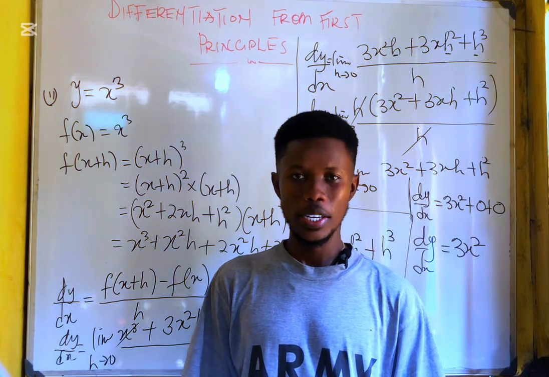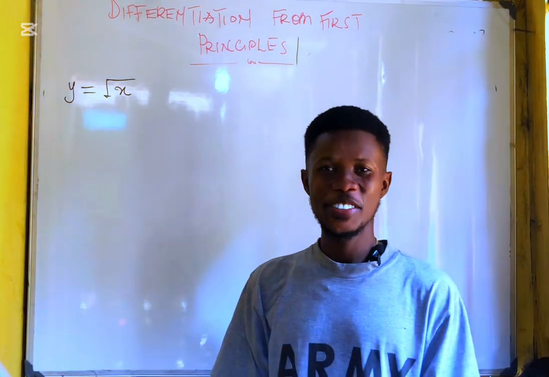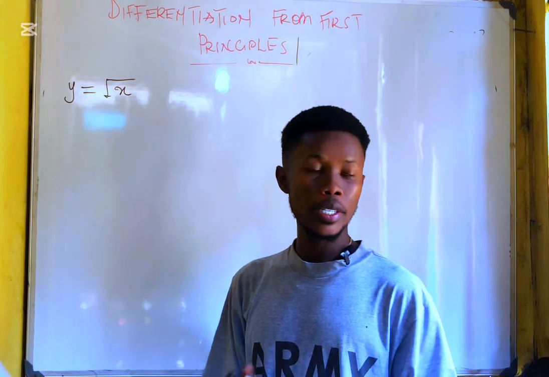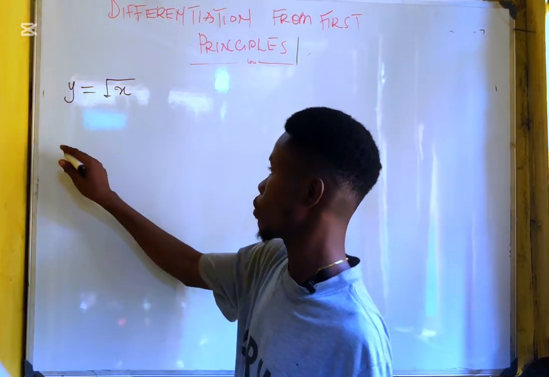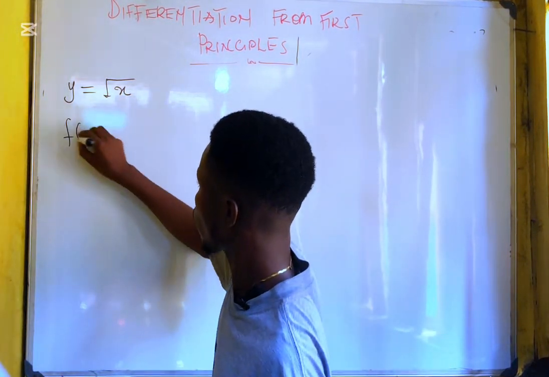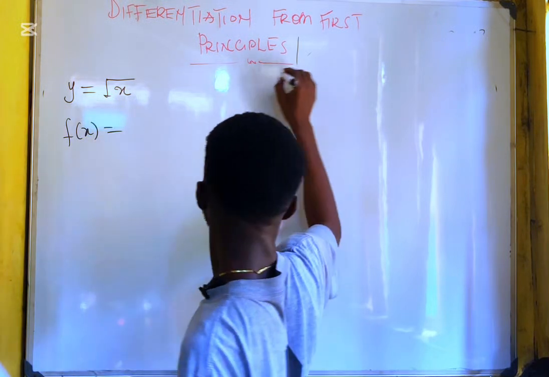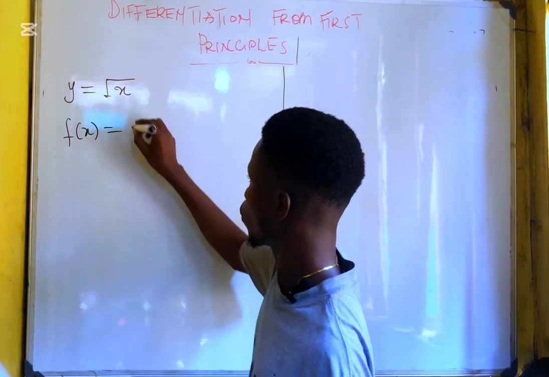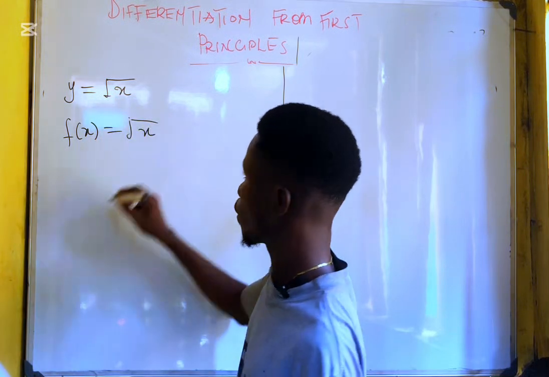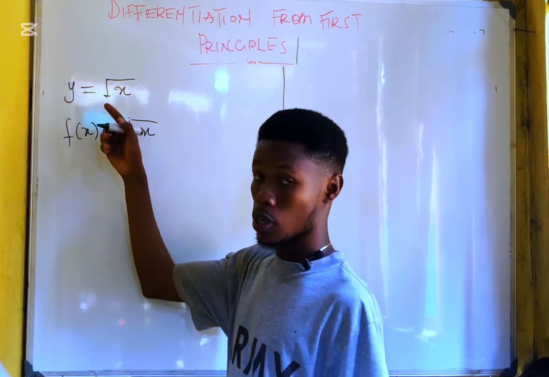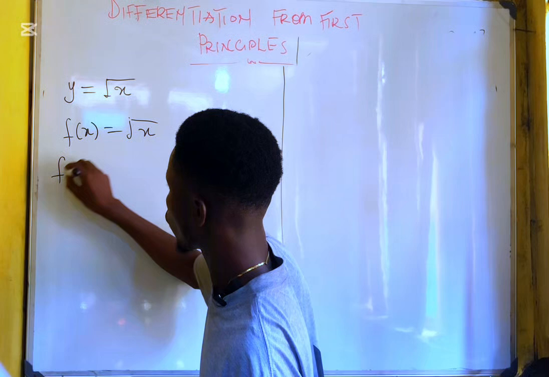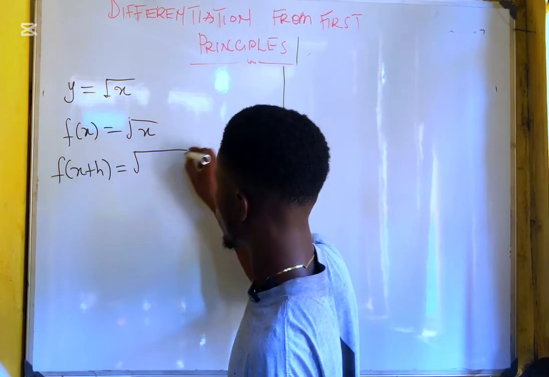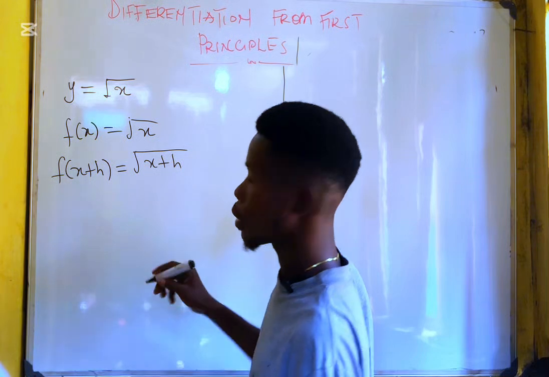Let's look at another example. Okay, so this is the next example: y equals root x. We are using the first principle to do it. First, let's identify f(x). f(x) will be root x, okay? f(x) always equals the y, so y equals root x. Then you look for f(x+h). Wherever we see x, we put x plus h there.